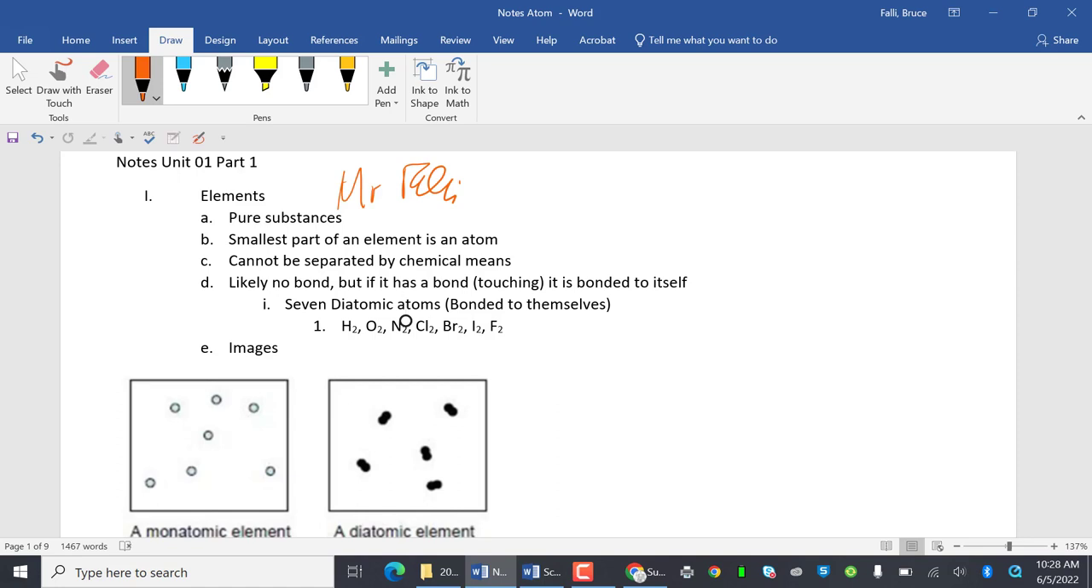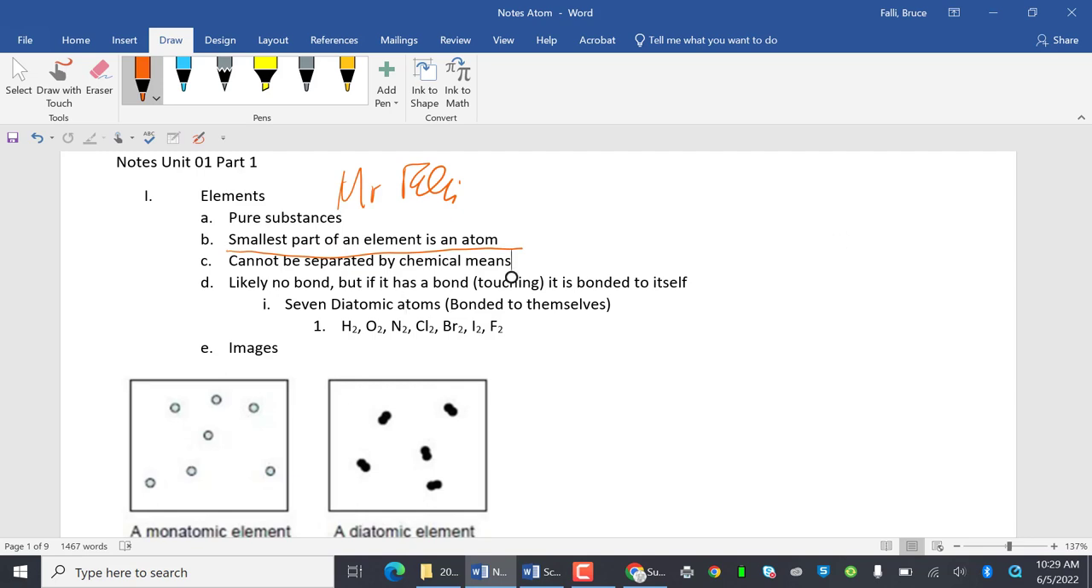All right. Unit 01, part one: Elements. This is stuff I think you've heard before. There's elements. There's that big periodic table in the room. You can probably see it. Blocks the vent. Elements are pure substances. So what that means is there's only one type of particle. The smallest part of an element is an atom. So that's one of the things you need to know. An element cannot be separated by chemical means.